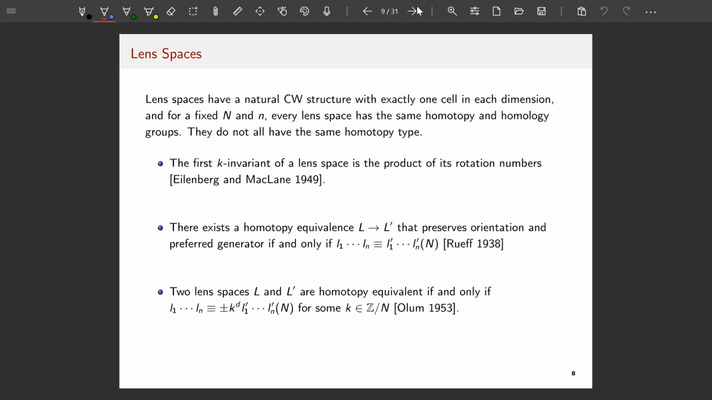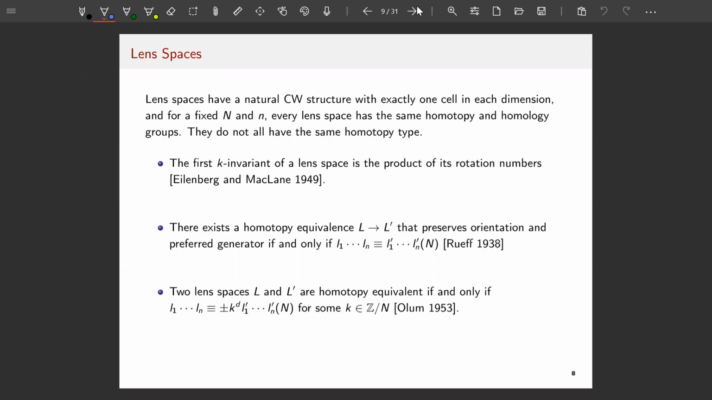It turns out that lens spaces have a natural CW structure with exactly one cell in each dimension. And they have the same homotopy groups and the same homology groups when you fix your group and dimension. But it turns out they do not all have the same homotopy type. And these were the first spaces that actually were used to show this. So they were really important in algebraic topology.